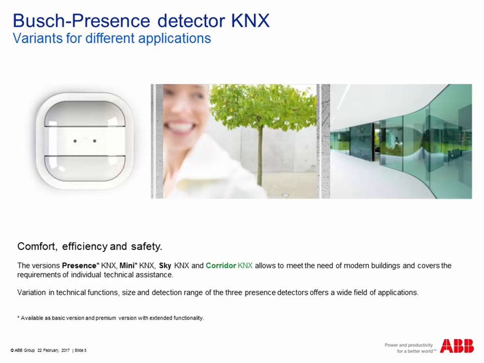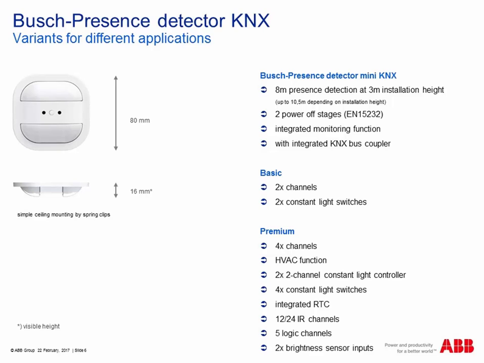Let's have a closer look at the single presence detectors. Here, the first presence detector is the presence detector mini KNX. We have this presence detector in a basic and a premium version. Here you can see the presence detector has a very flat design. We are talking here about 60 millimeter visible height from the ceiling. So it is very flat.